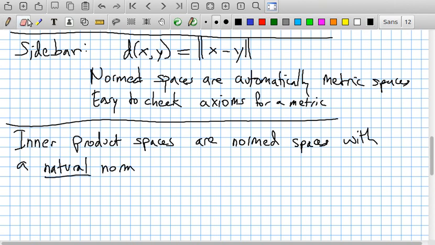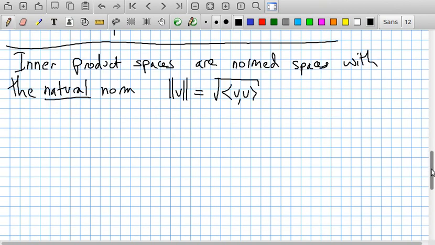With the natural norm given by the formula that I wrote up just before. That looks like this. So why is this a norm? Well, the thing you need to remember in order to make this work is there's something very special. So there's an important theorem.